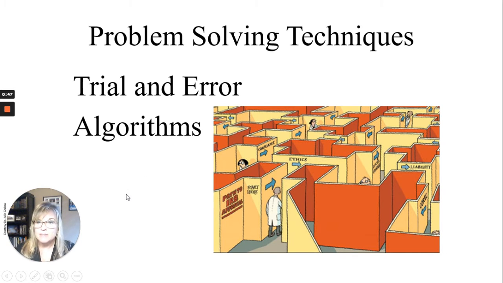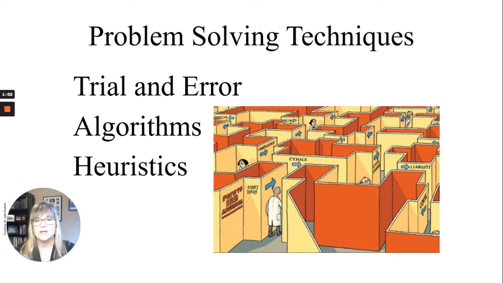Algorithms are kind of like a recipe or a plan to solve a problem. Maybe if you're putting together something from IKEA, if you read the instructions, hopefully that's using an algorithm. If you just try to put it together yourself, it's a little bit more like trial and error.